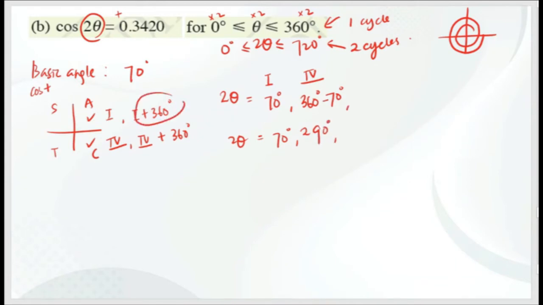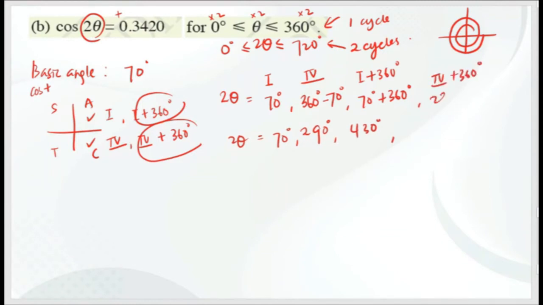Then we still have the third and the fourth, right? The third one is the first quadrant plus 360, so 70 plus 360. Answer is 430. Okay. Another one is the fourth quadrant plus 360. Fourth quadrant is 290 plus 360, so answer is 650. Okay, then this is not the final answer yet.